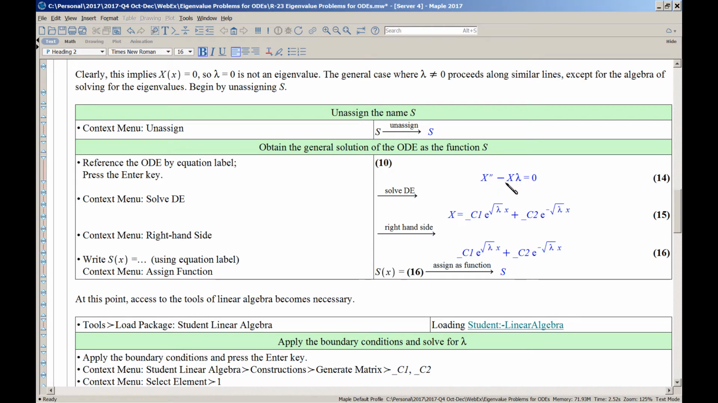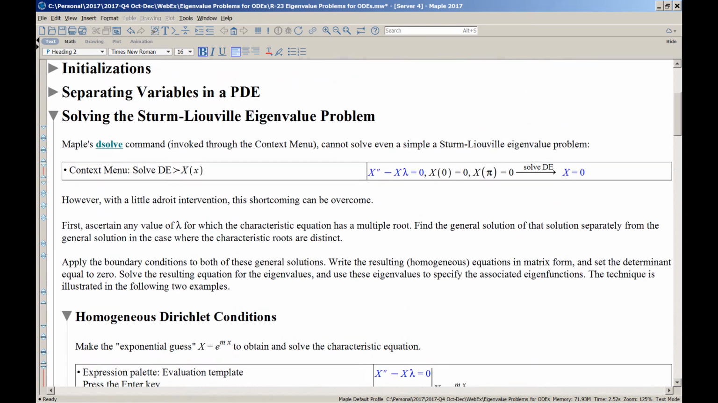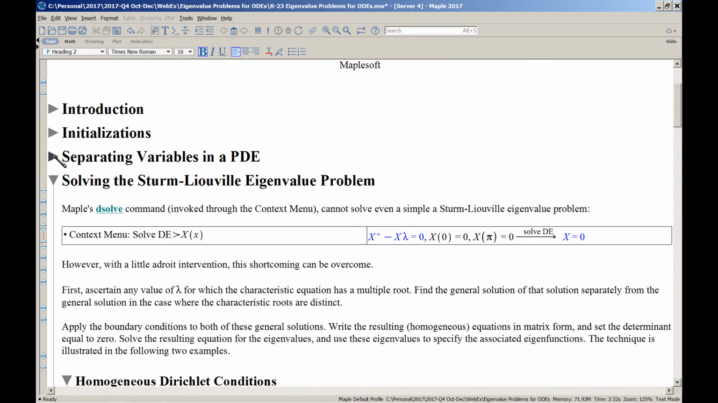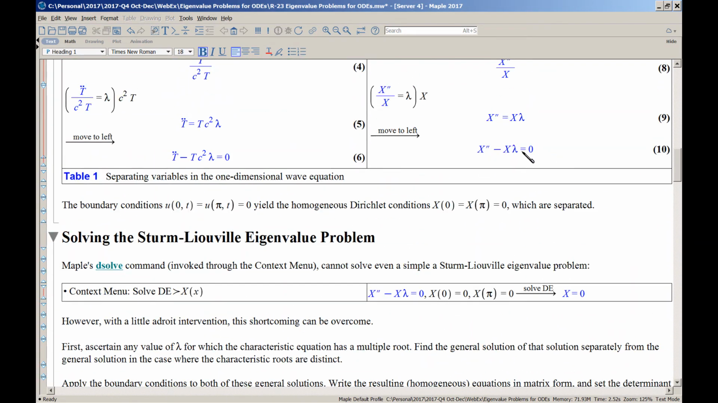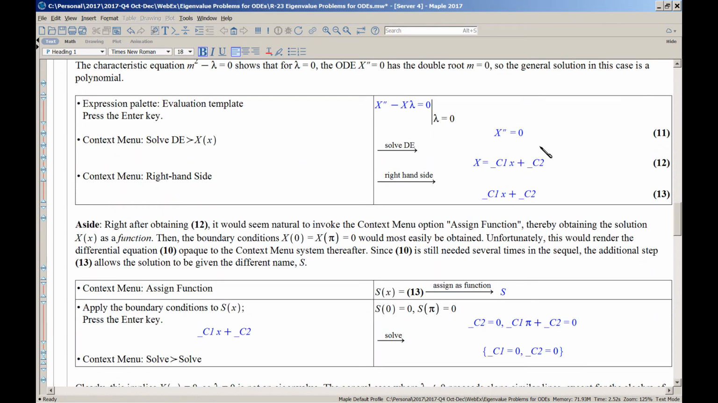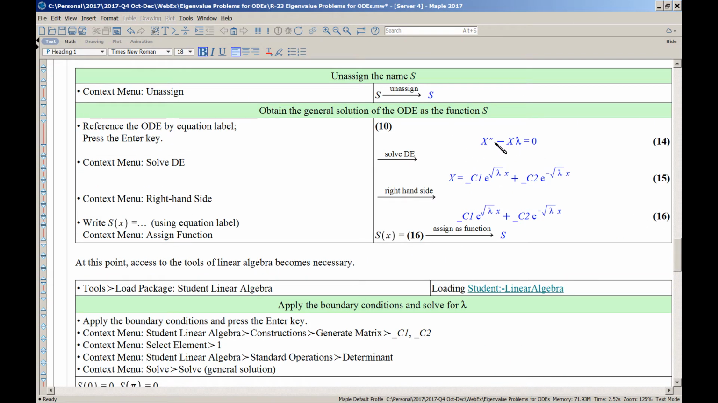Here's the differential equation. It has equation label 10. We'll want to remember that because it goes back to here. This is where it picked up equation label 10, right there. Okay, so that equation, label 10, is what I'm using over here. So here's the equation. And using the context menu, I have Maple solve the DE.